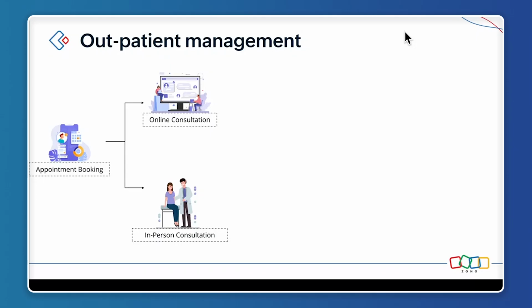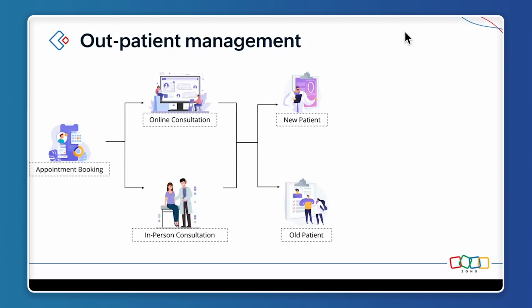And when it is an in-person consultation, you will have to check the doctor's availability, and based on that, you will be able to allot a schedule for the in-person patient who is coming in for the outpatient checkup. And now, once they have finalized what type of consultation they would like to prefer for the checkup, they'll have to mention if they are a new patient or an old patient. So what if they are a new patient? You will have to register them into your system or inside the organization.